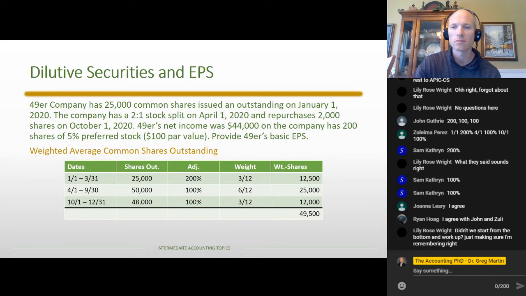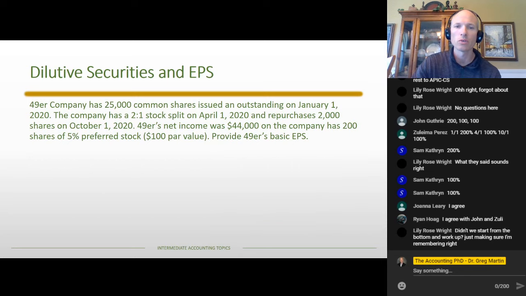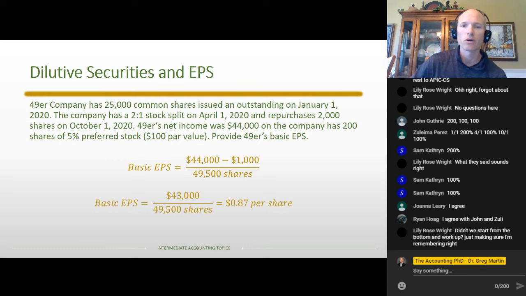49,500 shares. And so jumping then to our basic earnings per share, we have the numerator already, and now we have the denominator, 49,500 shares. Our basic earnings per share then would be 87 cents per share. And if you remember, when we're actually reporting, we always round to the nearest penny, and we always identify earnings per share as dollars per share.